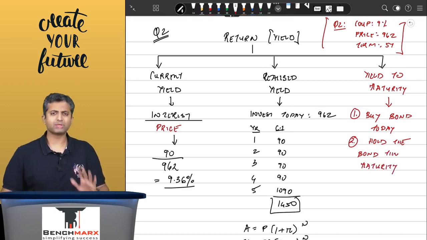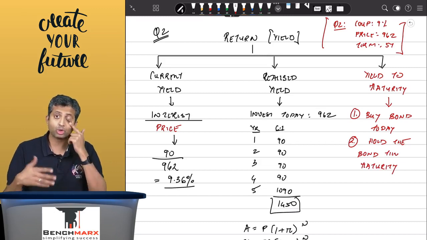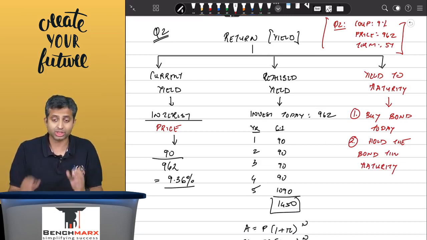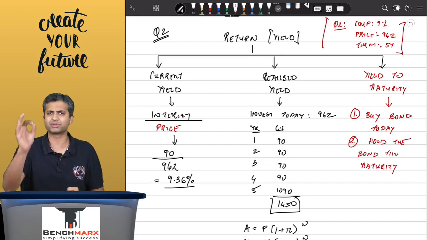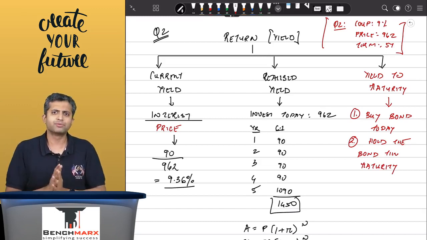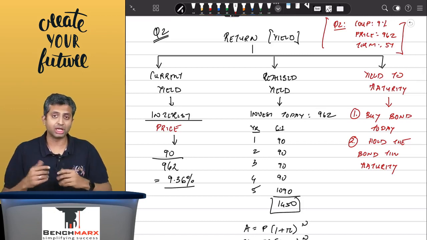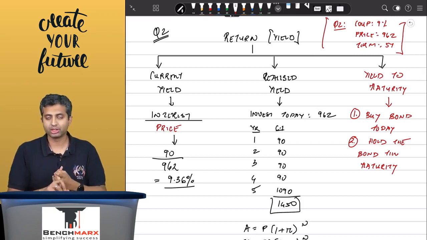Sir, why till maturity? Well, if it is a 5-year bond and if you decide to sell it after 2 years or 3 years, we don't know at what price you will sell it after 2 or 3 years. However, if you hold it till maturity, there is absolute certainty that at the end of the 5th year, you are going to get 1000 rupees. And hence, this is a return that I will get if I were to hold the bond till maturity and purchase it at today's price.